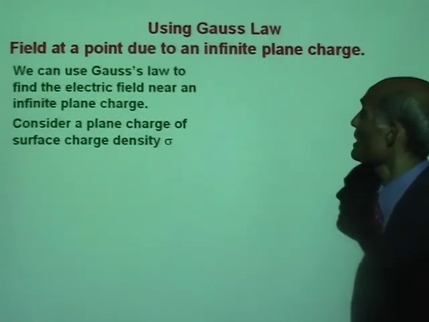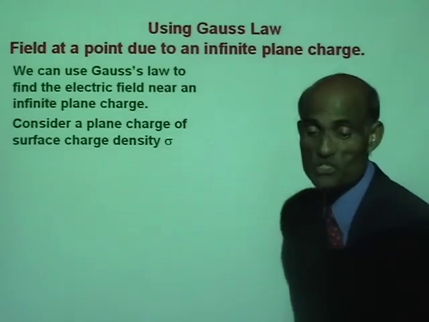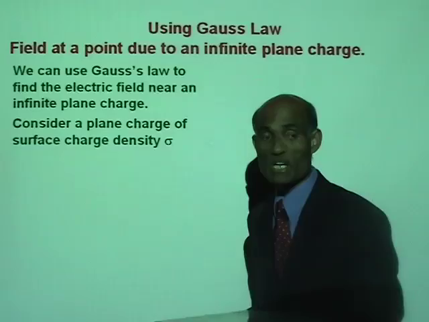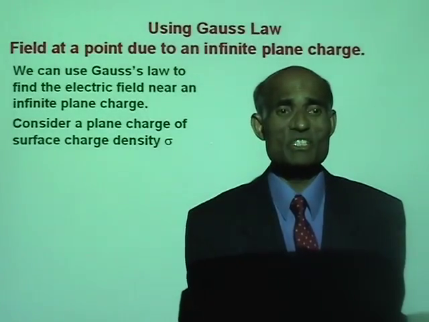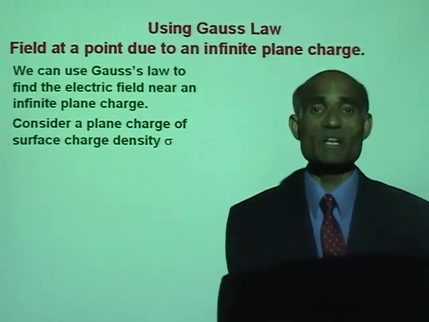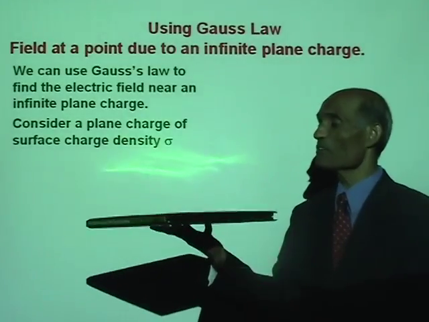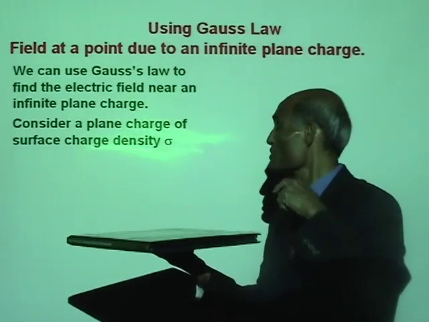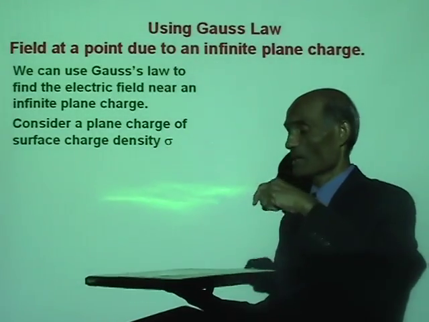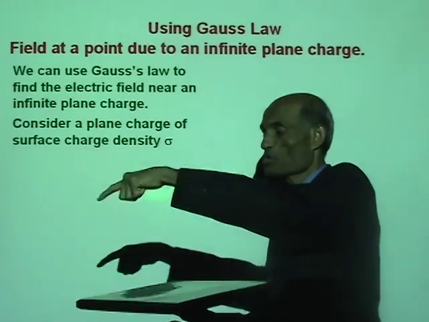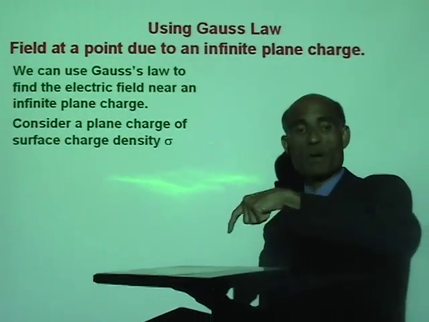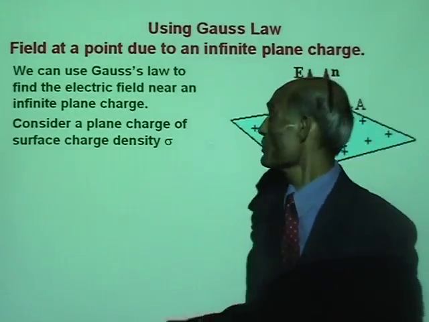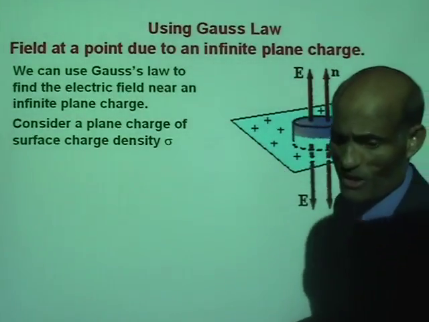Consider a plane charge of surface charge density sigma. Well, you need to remember what that is. What does surface charge density mean? Charge per unit area. So here we have an infinite plane of surface charge density sigma. In other words, if you take all the charge on it and divide by the total area, that will be our sigma.